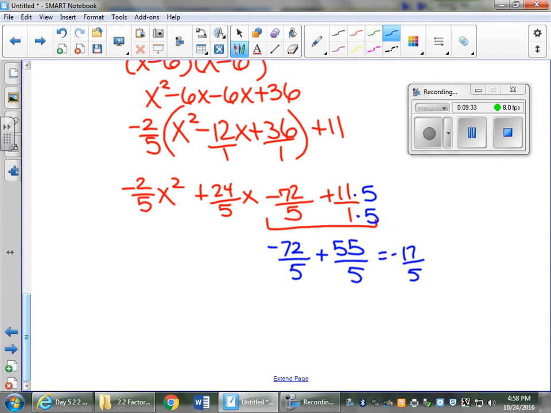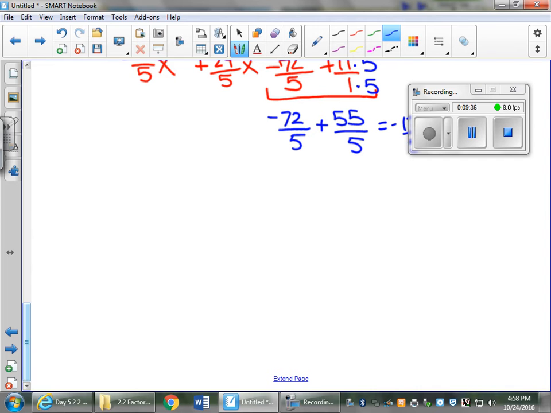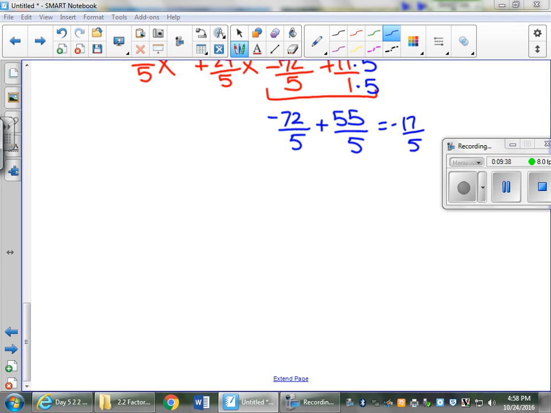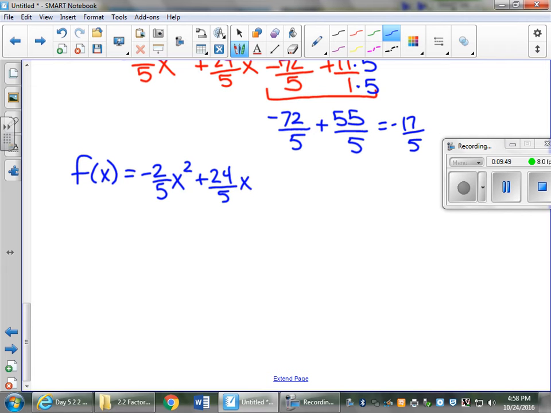I got to put everything all together. So I will have f of x equals negative 2/5 x squared plus 24/5 x. And then when I combined the c value with the k value, we get a final term of negative 17/5, so minus 17/5. Definitely a little bit more challenging with the fraction, but the same skills, and it's using skills that you guys should still know as high school students.